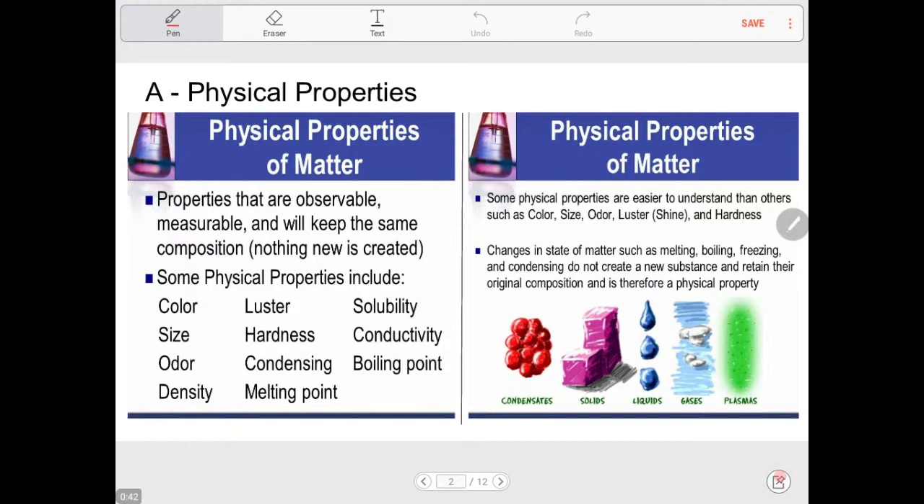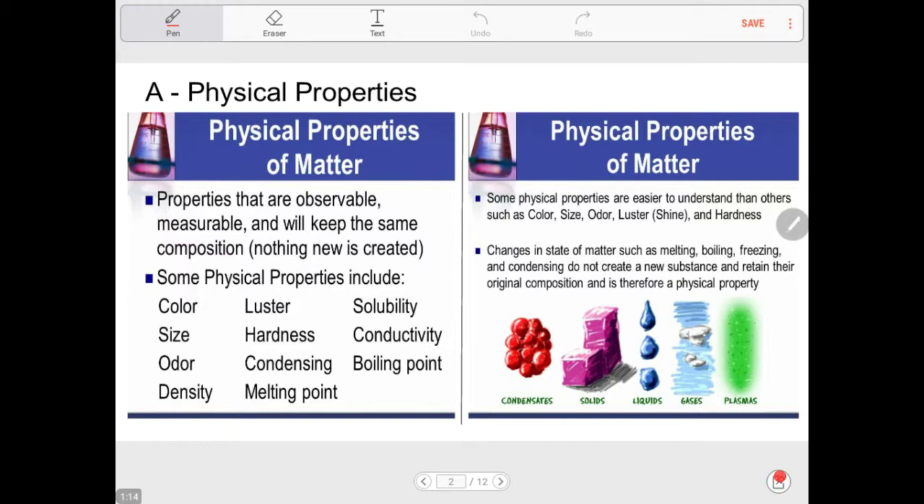Physical properties are properties that are observable, measurable, and will stay the same, will keep the same composition. Nothing new is created. Okay, so here are some physical properties: color, size, odor, density, condensing, hardness, luster. The point is, physical properties essentially are properties that you can detect with your senses, that you can measure. Here are some other ones: color, size, odor, hardness.